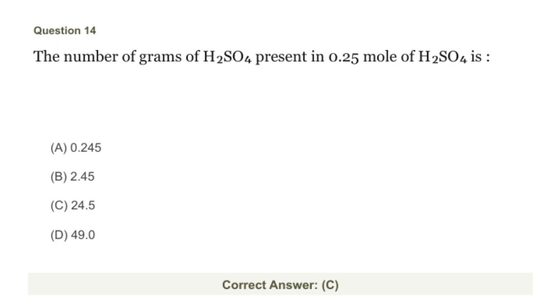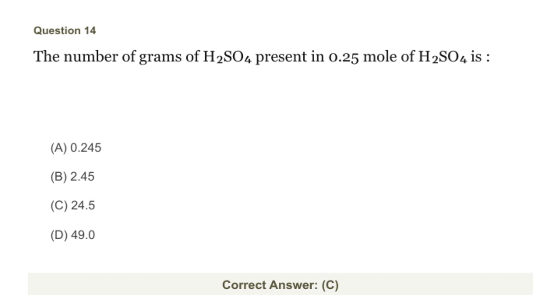Hydrogen has an atomic mass of about 1 gram per mole, and there are 2 hydrogens, so that's 2 grams. Sulfur's atomic mass is approximately 32 grams, and oxygen's is about 16 grams, with 4 oxygens, so that's 64 grams. Adding these together, the molar mass of H2SO4 comes out to 98 grams per mole.